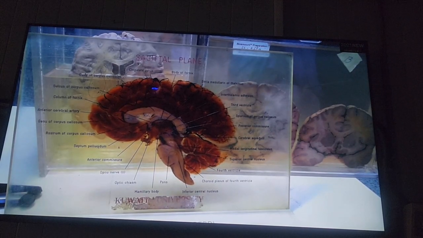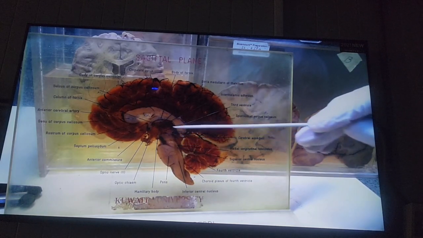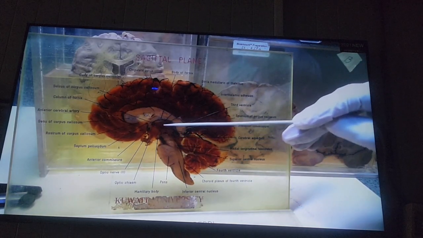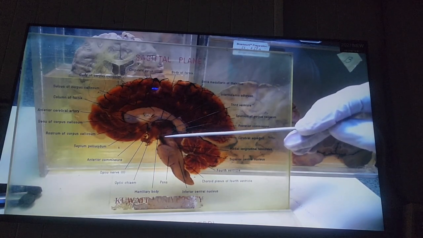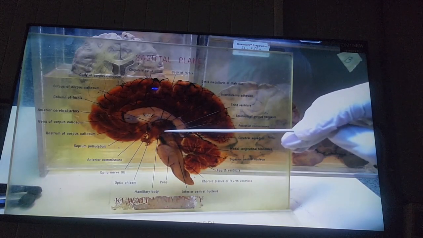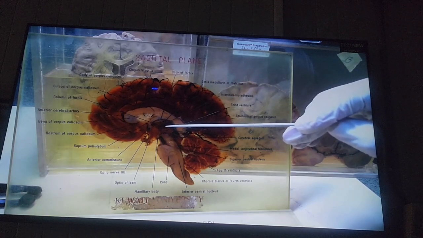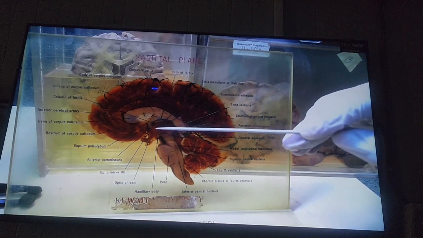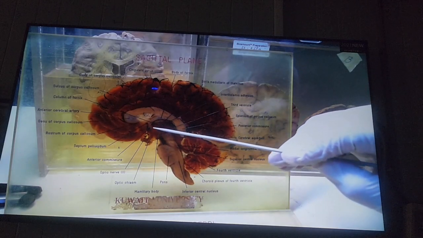The lateral wall, here we can see, is formed mainly by the thalamus. This is the thalamus, superiorly, and the hypothalamus inferiorly. This is the hypothalamus and this is the thalamus, separated by the hypothalamic sulcus. This is the hypothalamic sulcus.